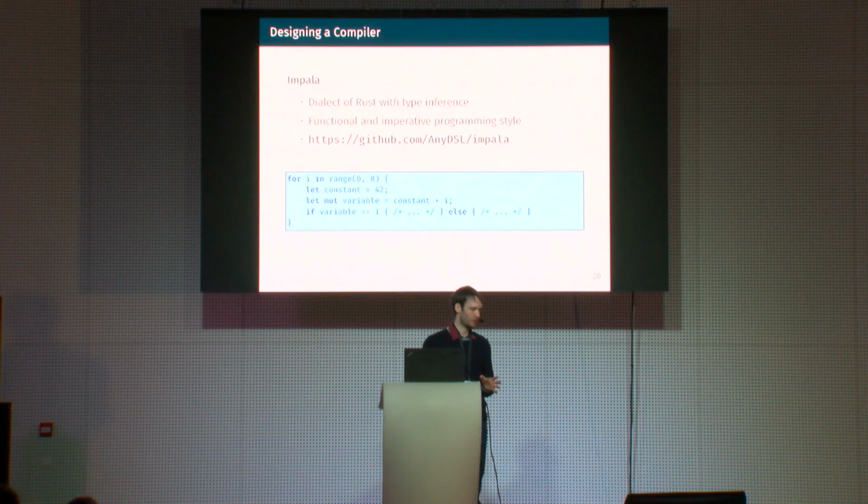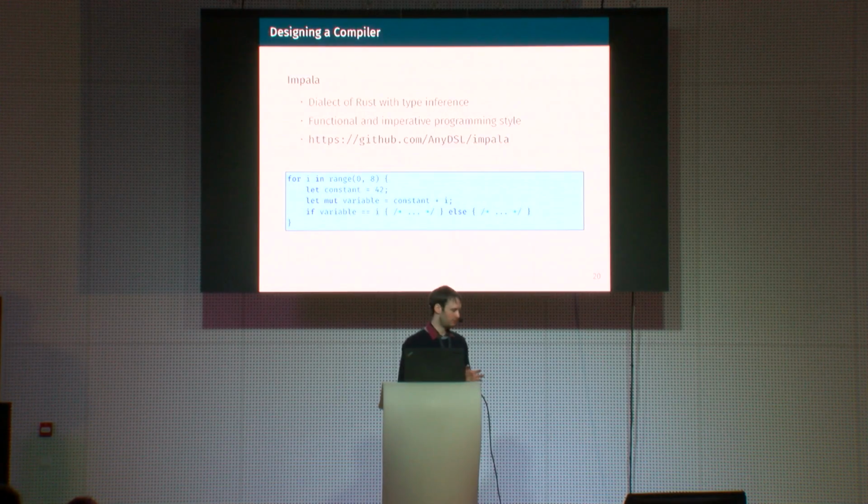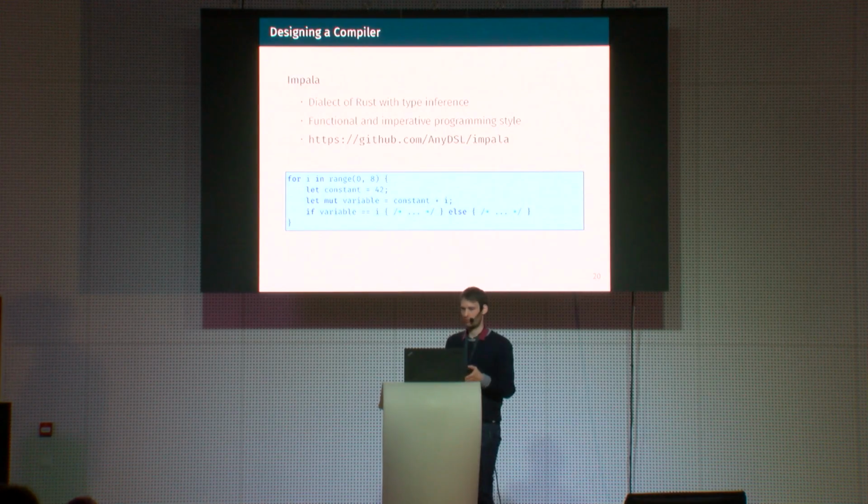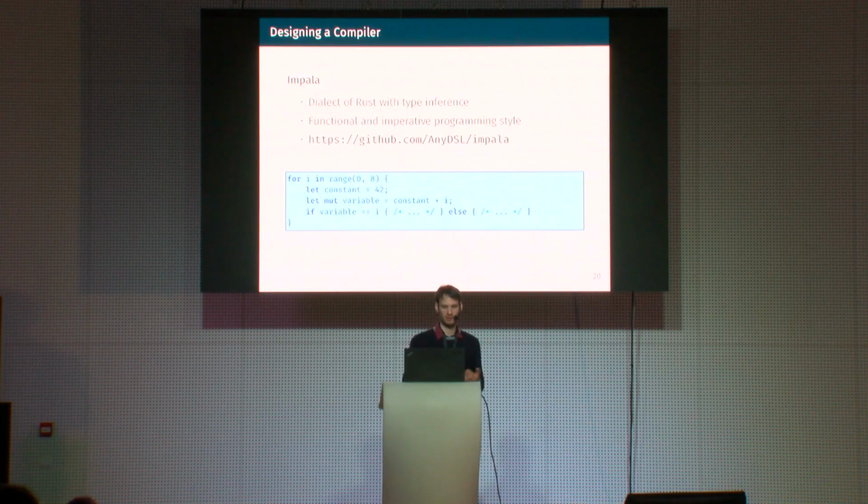So I hope that at this point I've motivated the reason why we're developing the compiler in the first place. We're developing a compiler which is a dialect of Rust with type inference. It allows the programmer to use a functional and imperative programming style. And the syntax is just what you have below, so it looks like C. It's not so different. You introduce constants with the keyword let, and if you have something non-constant, you have to use the mutable keyword.